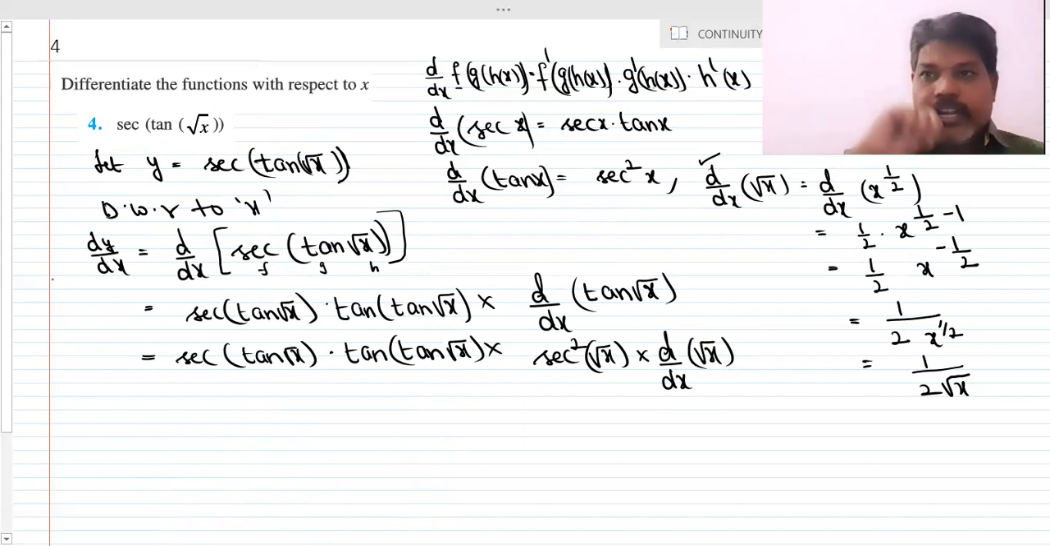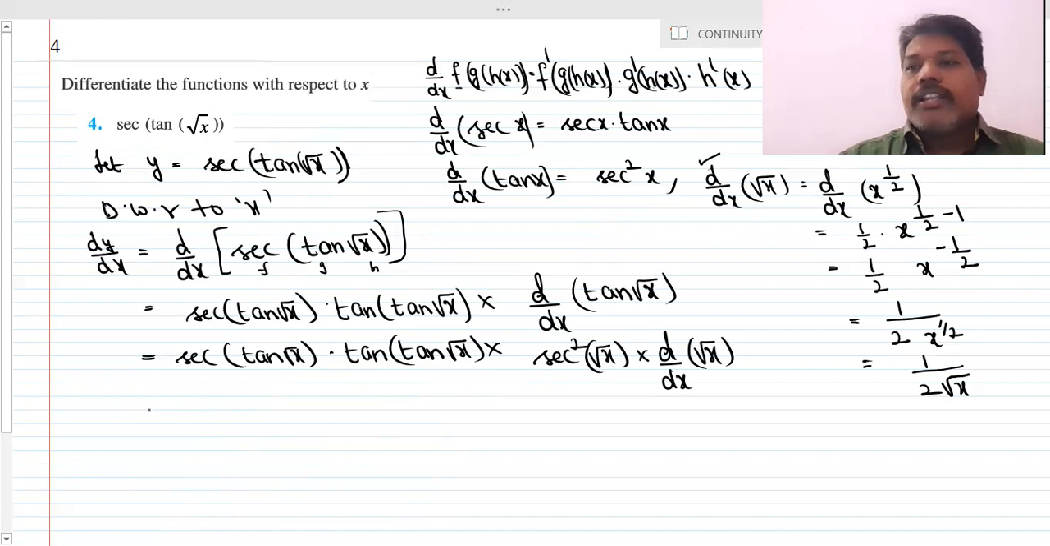So see that one, the first derivative is the derivative of secant. The second derivative is the derivative of tan. The third derivative is of root x. Understand that three functions are there, and you have to differentiate three times. So the first derivative is secant, the second is tan, and the third is root x.